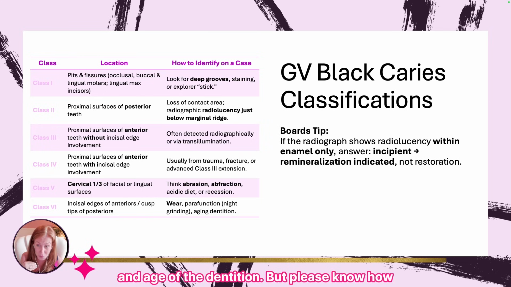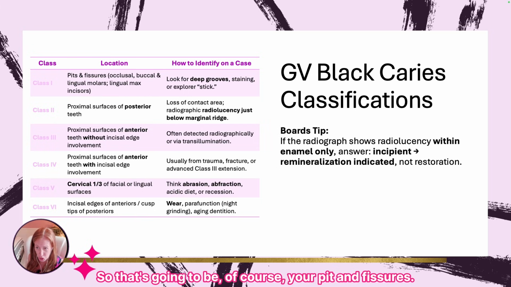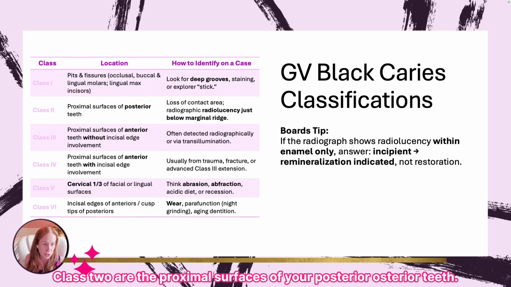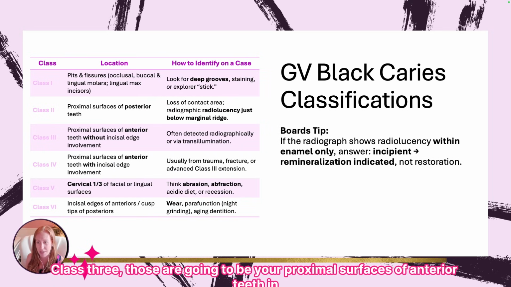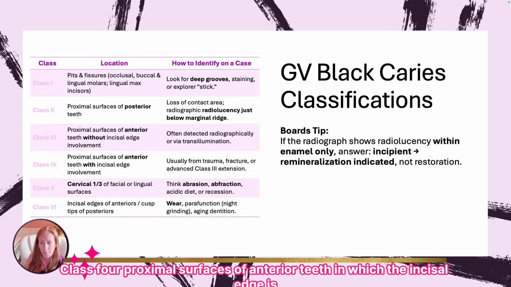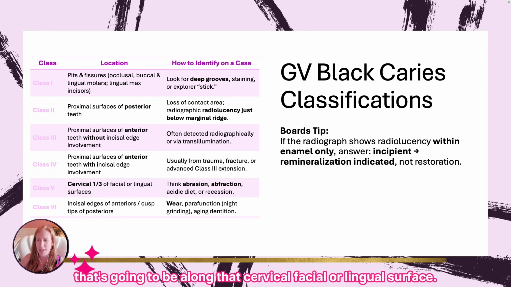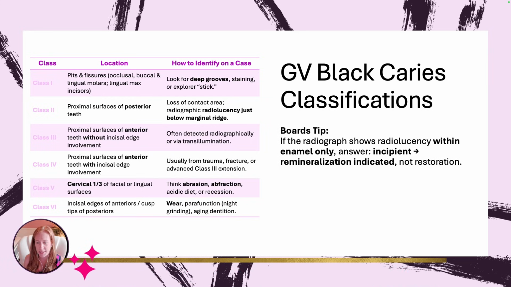But please know how to locate and subsequently identify what a class 1 is. So that's going to be, of course, your pit and fissures. Class 2 are the proximal surfaces of your posterior teeth. Class 3, those are going to be your proximal surfaces of anterior teeth in which the incisal edge is not involved. Class 4, proximal surfaces of anterior teeth in which the incisal edge is now involved. And then, of course, your class 5s, that's going to be along that cervical, facial, or lingual surface, typically associated with abrasion, abfraction, acidic diets, things like that.